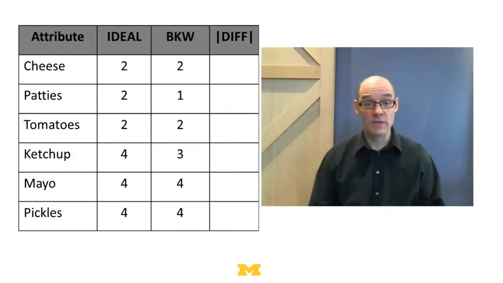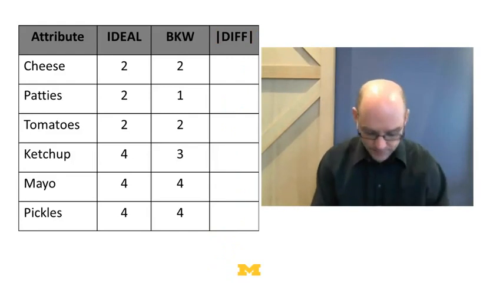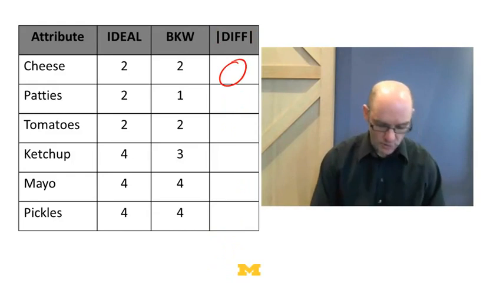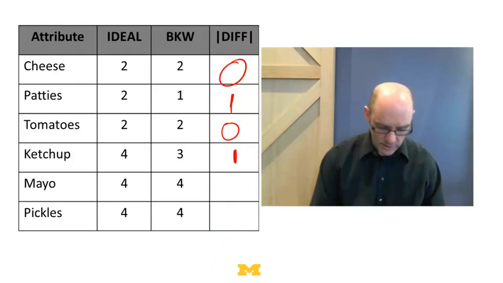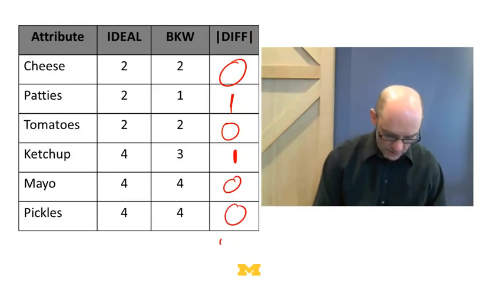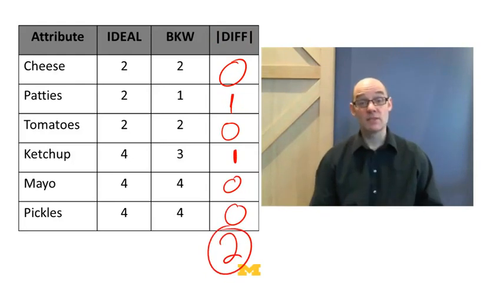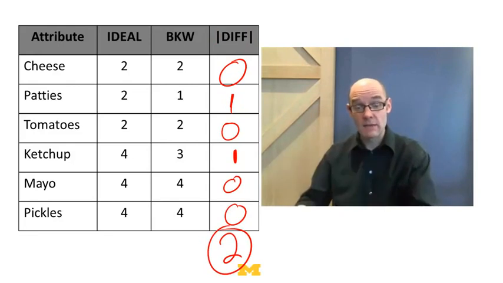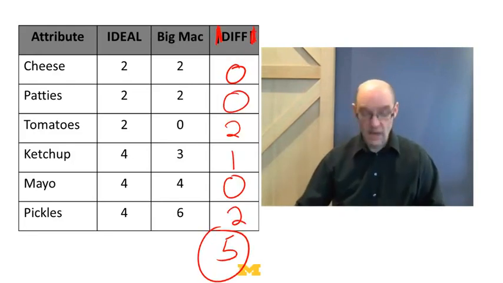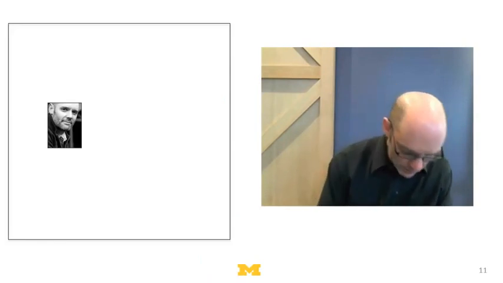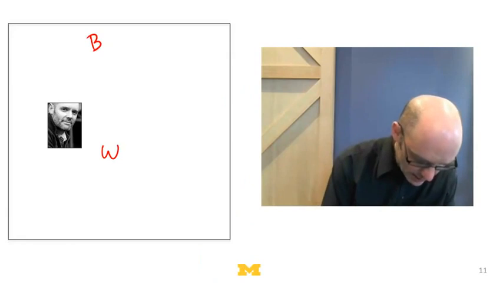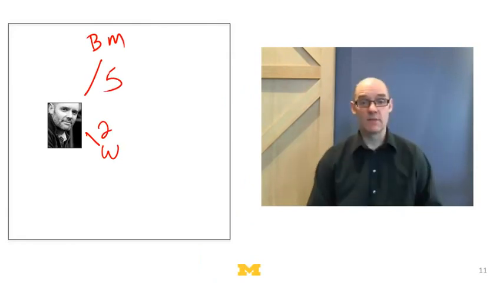Let's suppose I walk across the street, and now I decide, let's see how the Whopper stacks up. Well, the Whopper has 2 pieces of cheese, that's great. It's got 1 patty, so that's off by 1. 2 tomatoes, that's great. Not quite enough ketchup, but perfect amount of mayo, perfect amount of pickles, so it's only off by 2. So my distance from the Big Mac, if we go back, was 5, and my distance from the Whopper was only 2. So we could represent that by, here's the Whopper, and here's the Big Mac. This is only a distance of 2 from me, and the Big Mac is a distance of 5 from me.